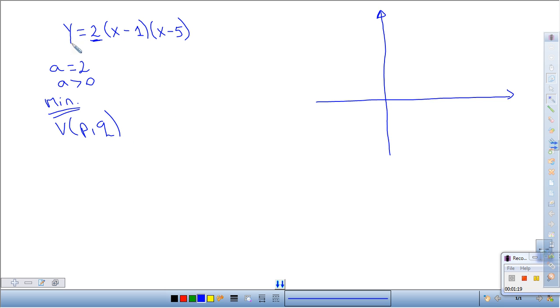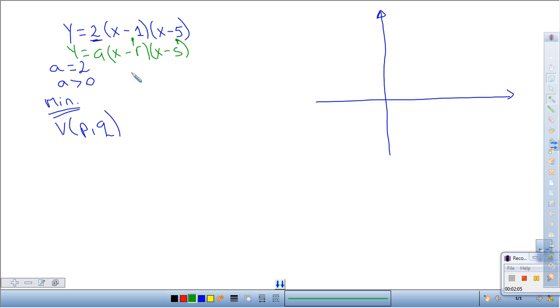The function that's provided over here is not in vertex form, it is in factored form. And I want you to remember what is the factored form of a function. We said it was y equals a times x minus r times x minus s. That is the factored form of a function. Now, in my case, a is 2. Let's look at r. Can you see the connection between r and s and my provided function? And hopefully you can see that r is 1 and s is positive 5.